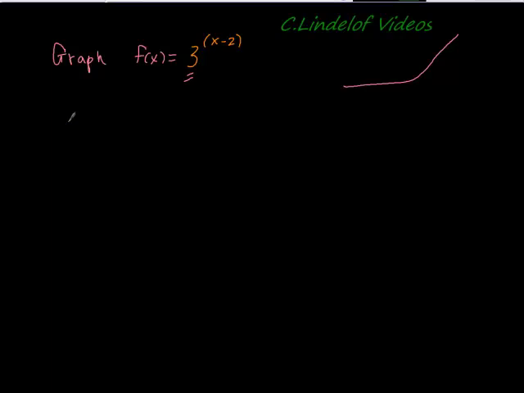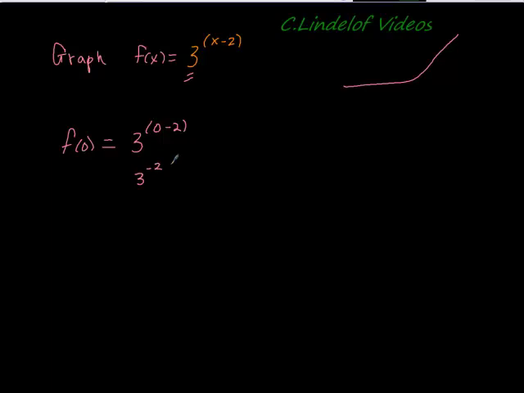So you can try this. Let's take f of 0. Say f of 0, and we put that in. We took f of 0 last time, and we got a vastly different number than we're going to get here. So we get 3 to the 0 minus 2 power. 3 to the 0 minus 2 power is 3 to the negative 2.